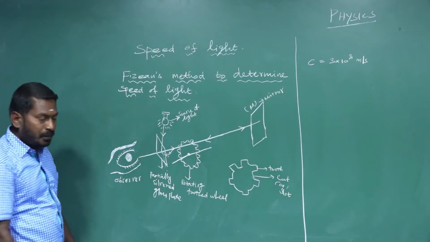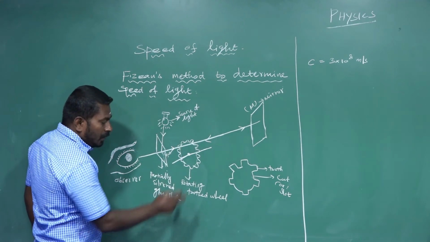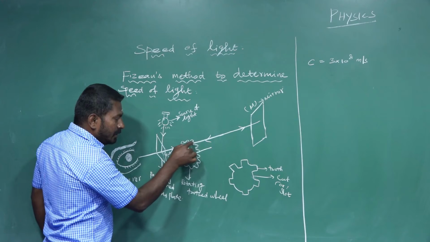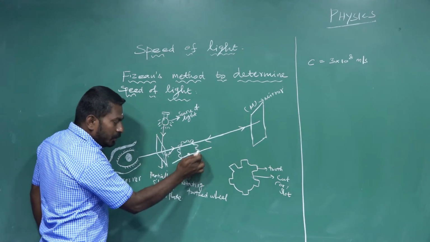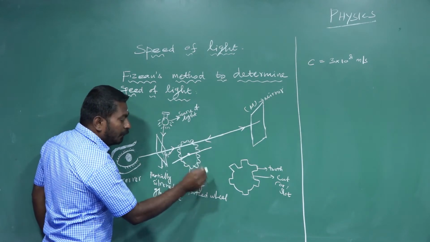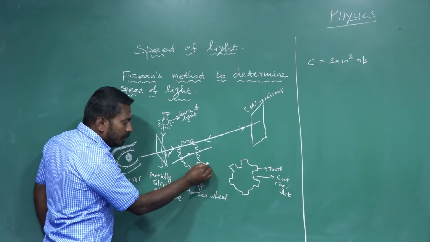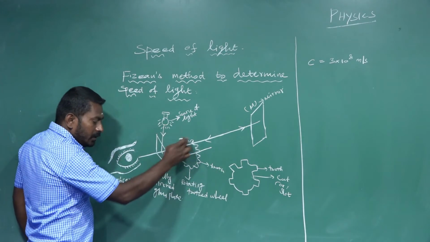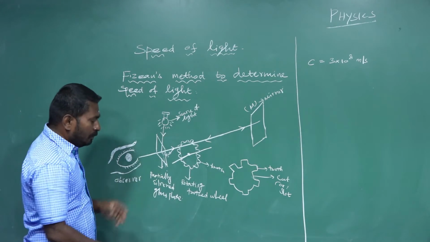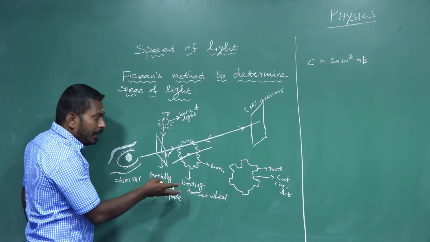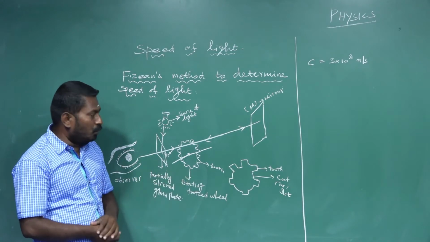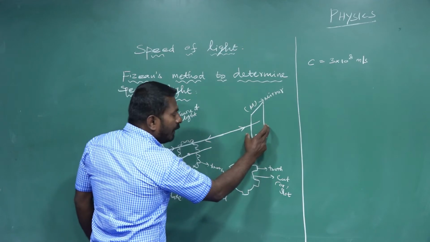The apparatus also consists of a rotating toothed wheel. This rotating toothed wheel consists of n cuts. This is one of the cuts, another cut, another cut. It consists of n number of cuts and also n number of teeth. This is one of the teeth, another tooth. The speed of the rotating toothed wheel can be altered by an external mechanism like an electric motor. Then it consists of a perfectly reflecting mirror.